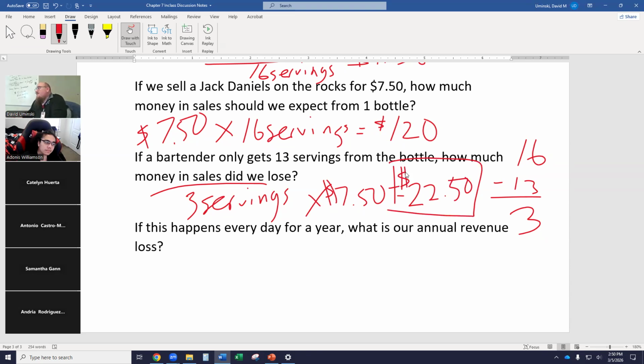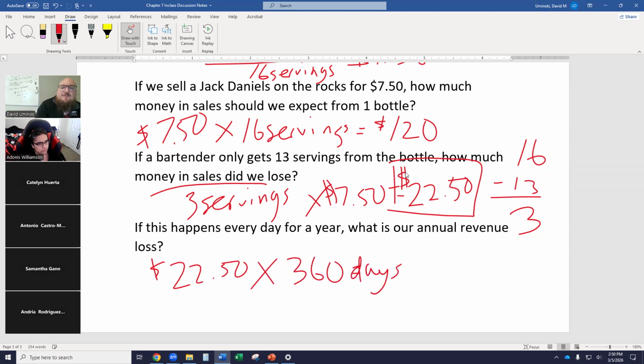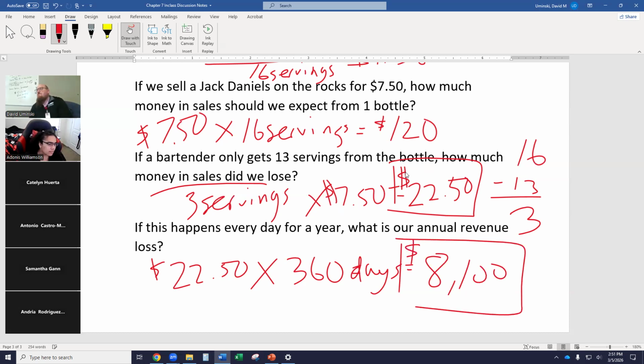I still paid the cost of the ingredient to serve it, but I only got 13 instead of 16 servings. So let's extend this. If this happens every day for the whole year, let's call it 360 days, since we're going to be closed for at least 5 days out of the year, so $22.50 times 360 is about $8,000.